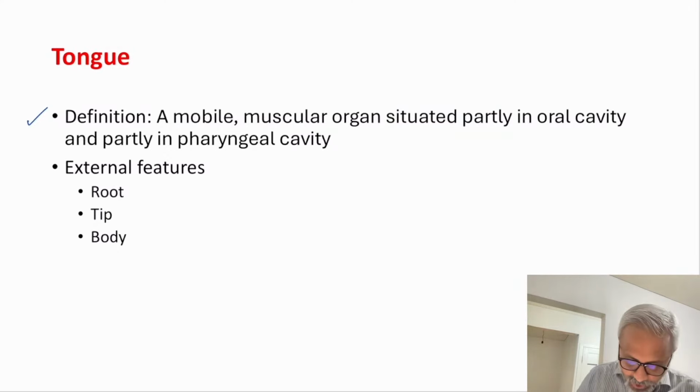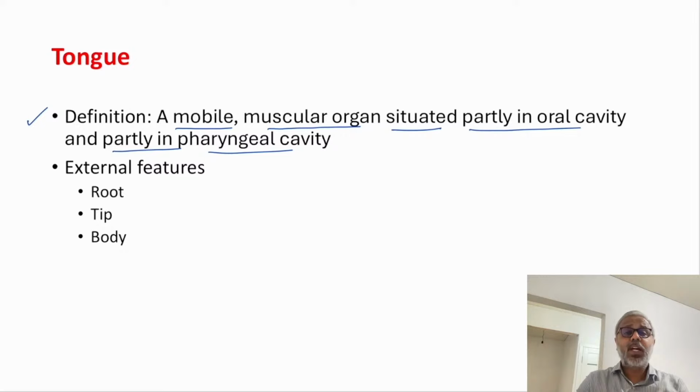Now, what is tongue? Tongue is defined as a mobile, muscular organ situated partly in the oral cavity and partly in the pharyngeal cavity. So, tongue is a conical muscular organ situated partly in oral cavity and partly in pharyngeal cavity. This is how we define the tongue. Then, what are the external features? Remember, the tongue has got a root by which it is attached to the floor of the mouth. Then it has got a tip, right?